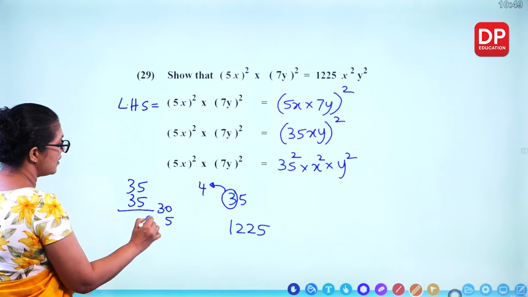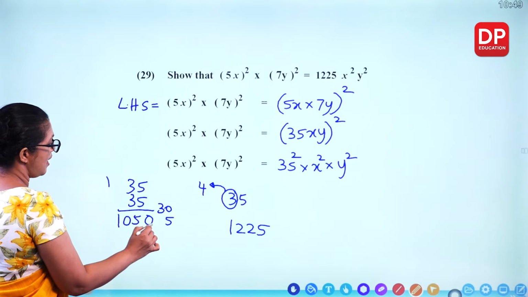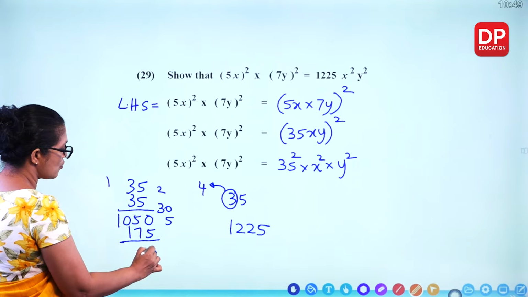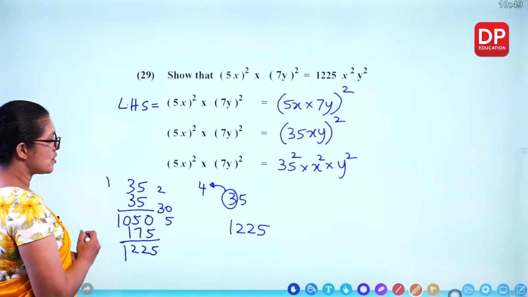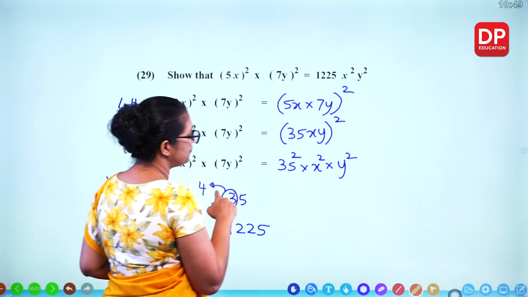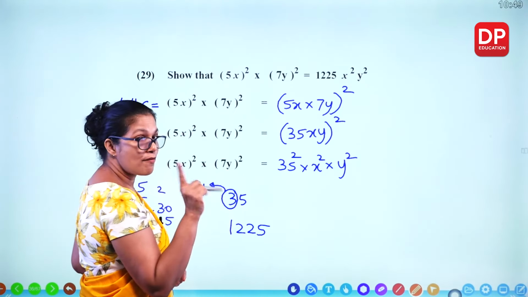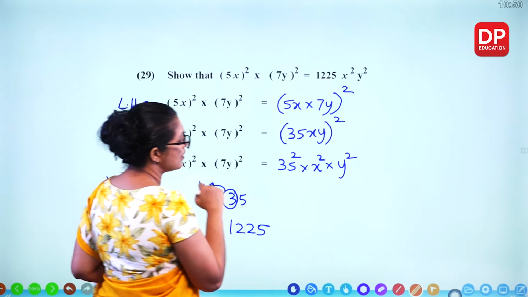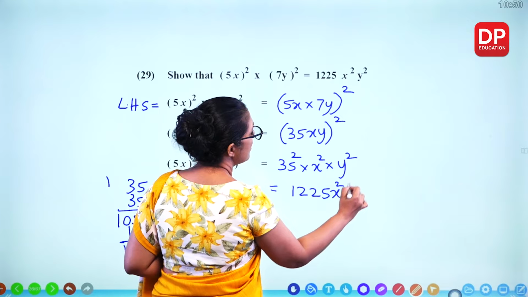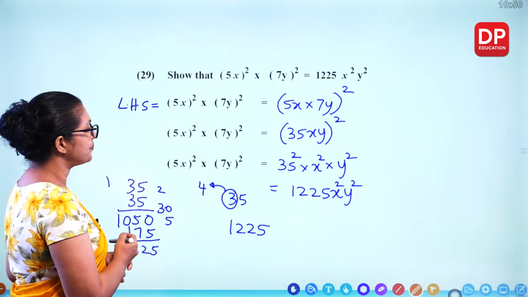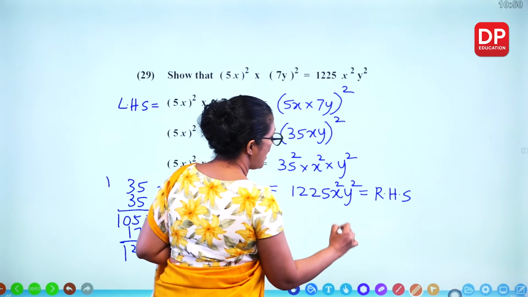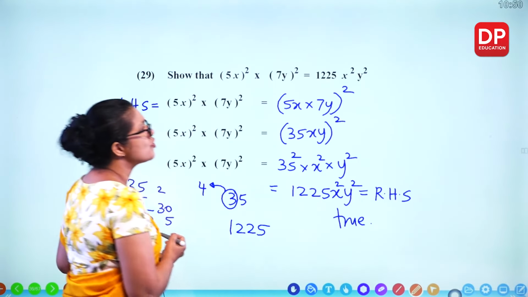We'll check that. 35 times 35. 30 and 5. And 5 times 5, 25. 15 plus 2, 17. So you are getting 1225. So use that easy method to find out a square term, only when it's 5 as the last digit. So you get 1225 x squared y squared. So that's right hand side. So that means this is true.